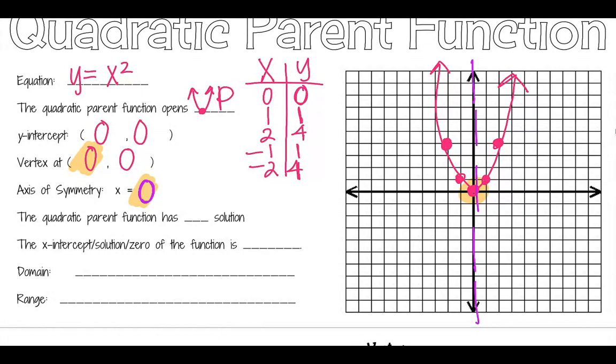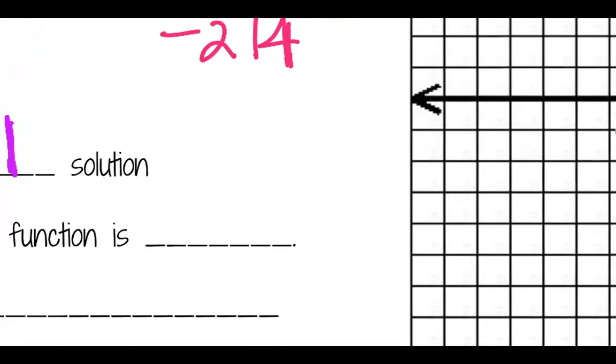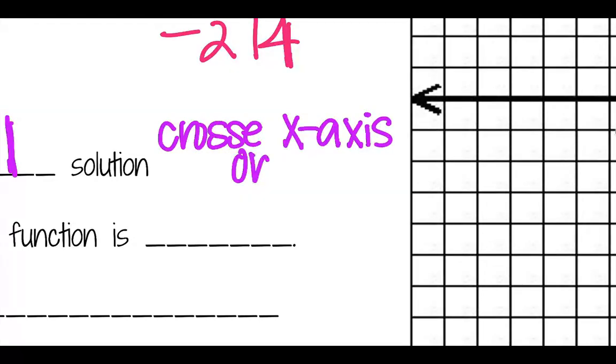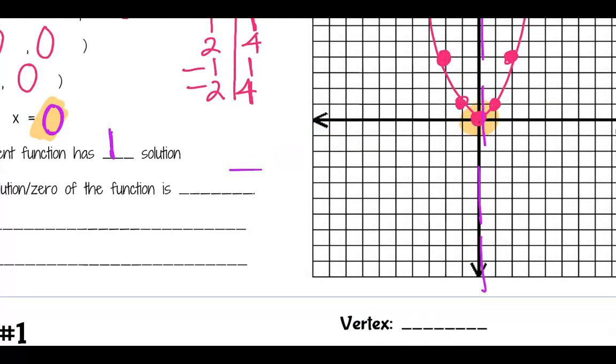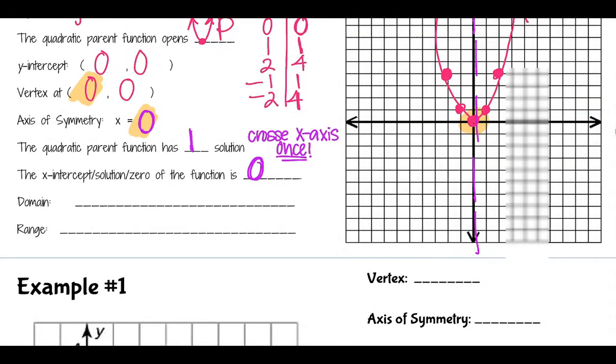Okay. The quadratic parent function has how many solutions? That's how many times it crosses the x-axis. It only crosses one time. And again, that's because it crosses the x-axis once. That's where we get that from. The x-intercept solution of the function is 0. Again, that's where it crosses the x-axis. It crosses at 0. It's at the origin.